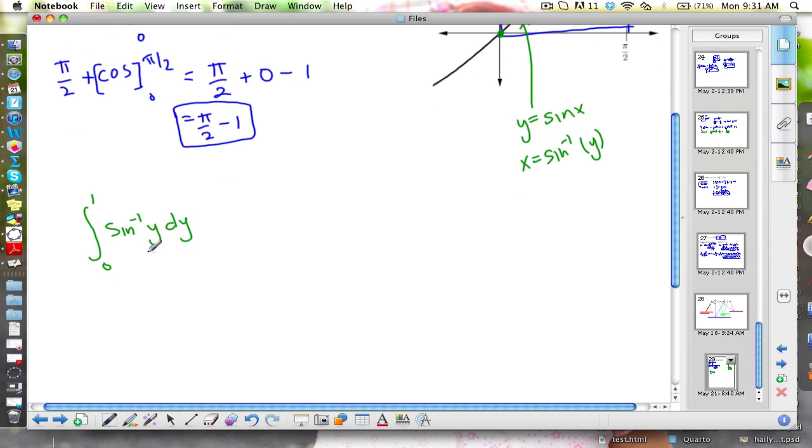Okay, maybe you've done this problem before. This integral requires integration by parts. So integration by parts says we will let u equal sine inverse of y, which means du will be 1 over root 1 minus y squared dy. dv we will let equal 1 dy, which means v is equal to y.